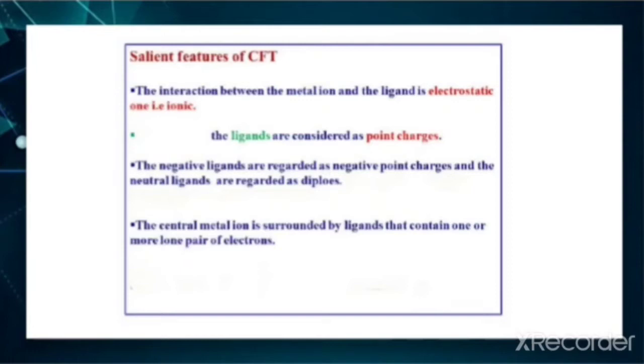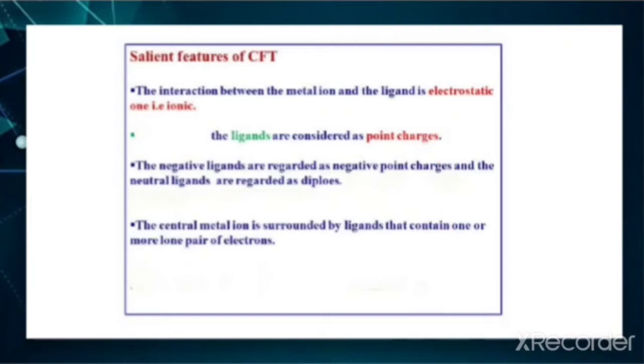The first salient feature is that the interaction between the metal ion and the ligand is electrostatic, or we can say ionic. Valence bond theory says the bonding between the metal ion and the ligand is covalent, but this theory says that it is electrostatic. That means it is not covalent, it is ionic.